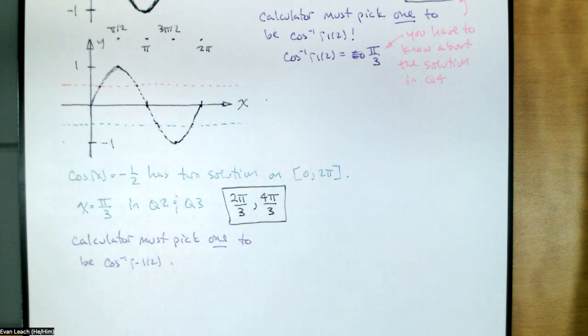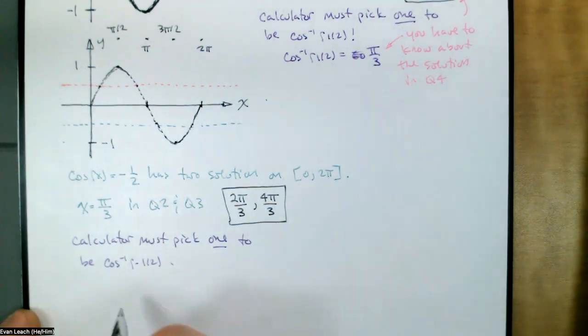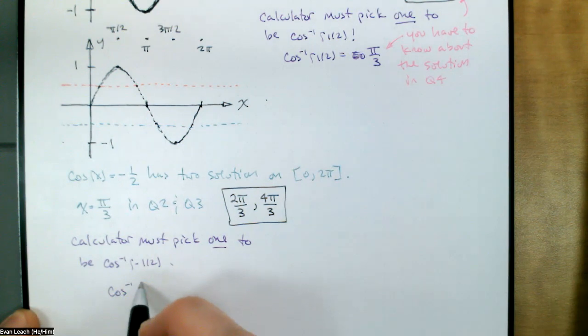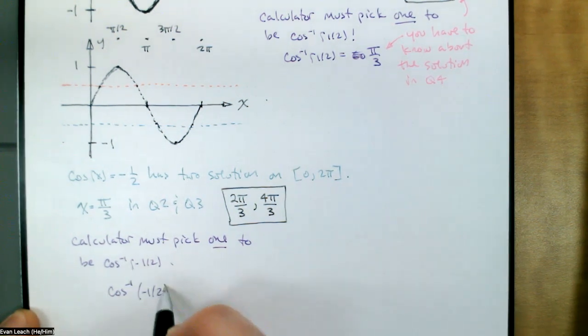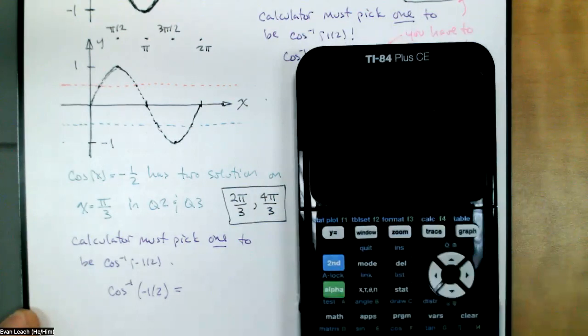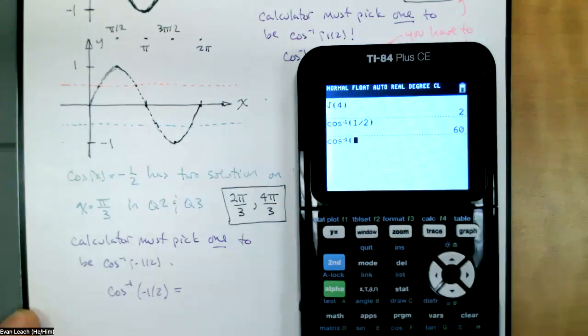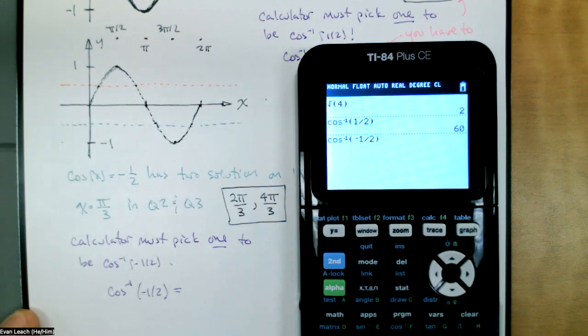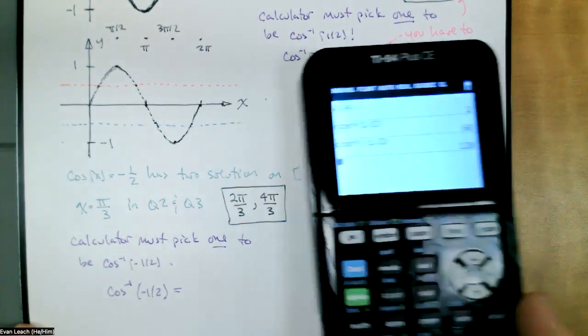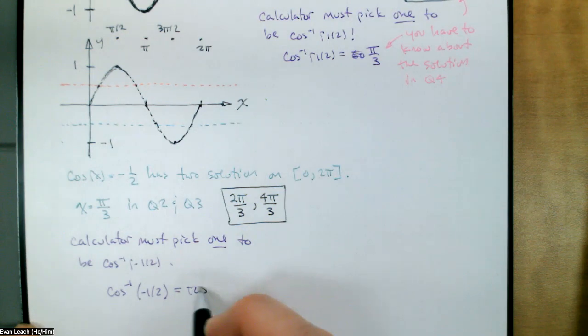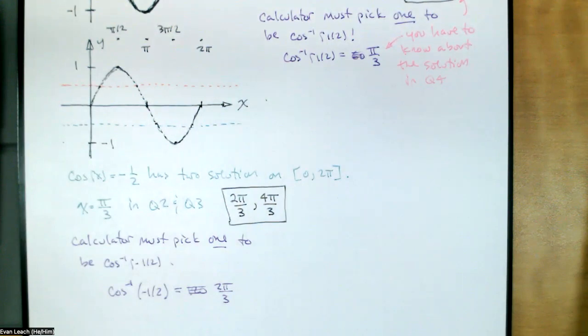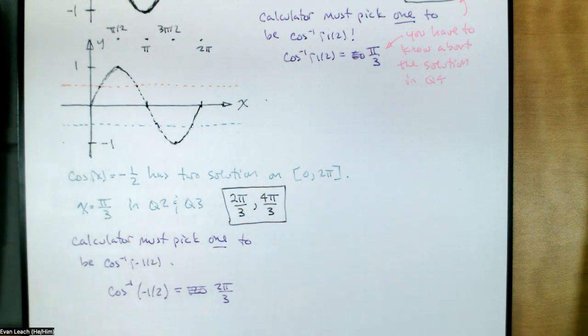The calculator only gets to pick one to be the cosine inverse of -1/2. So if we grab our calculating machine and find the cosine inverse of -1/2, it picks 120. Oh, we're in radians. 2 pi over 3. And just like before, you have to know about the solution in quadrant 3.